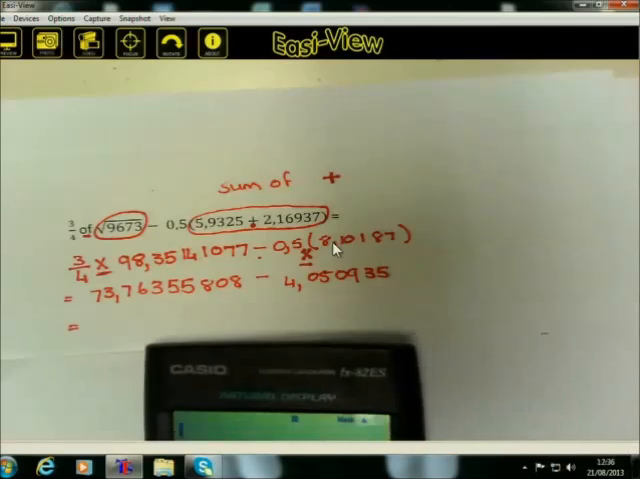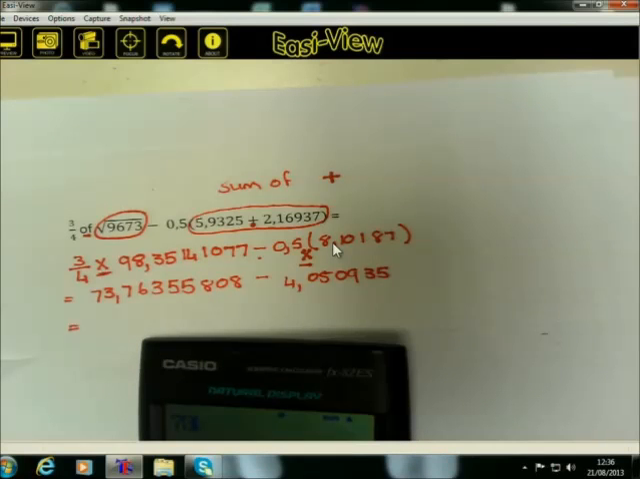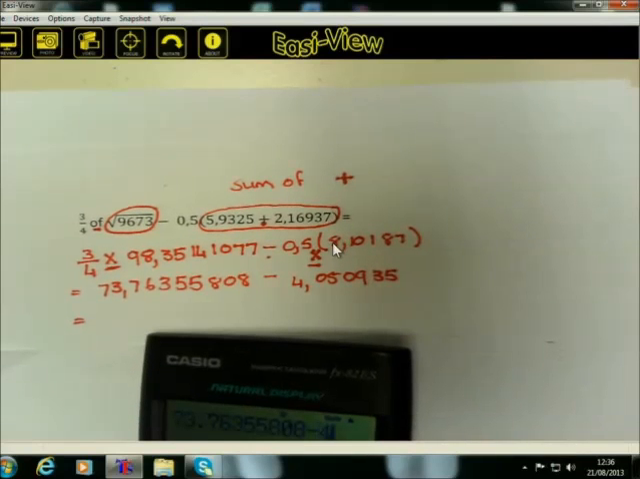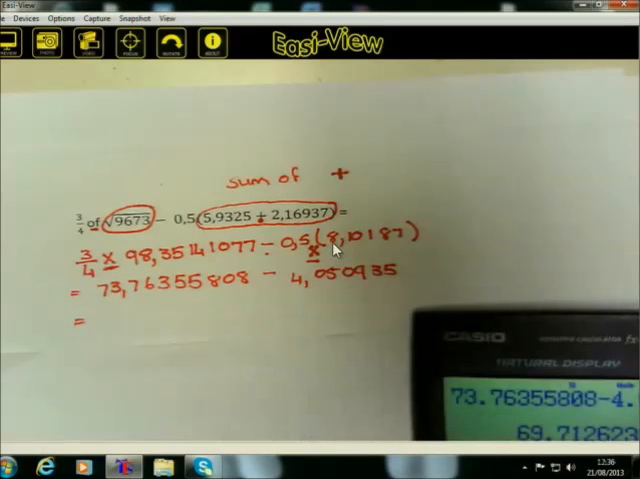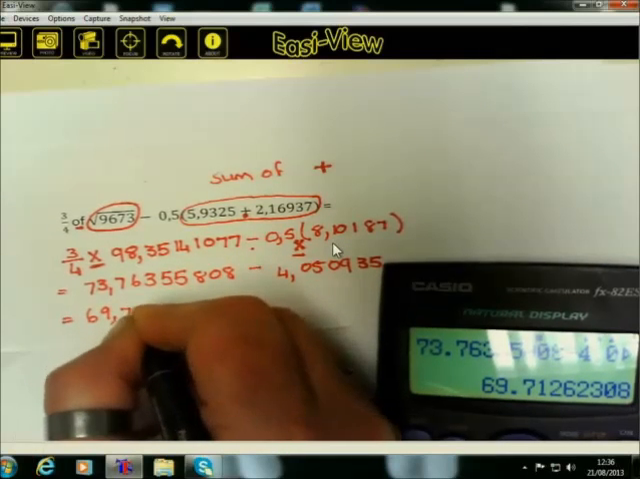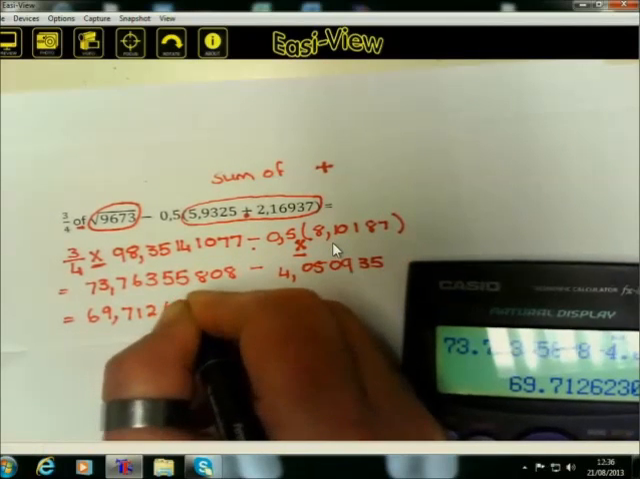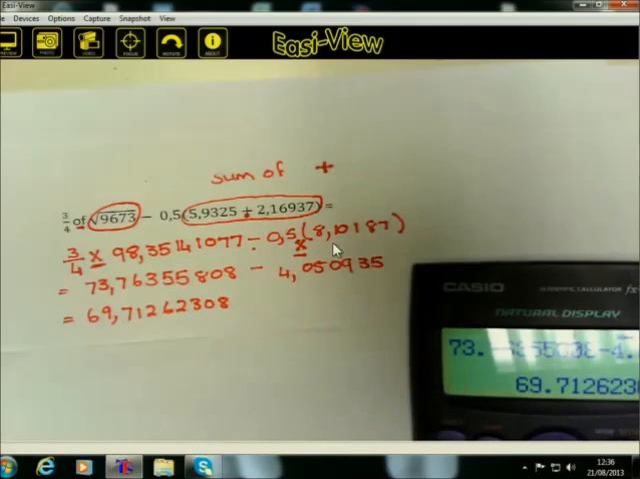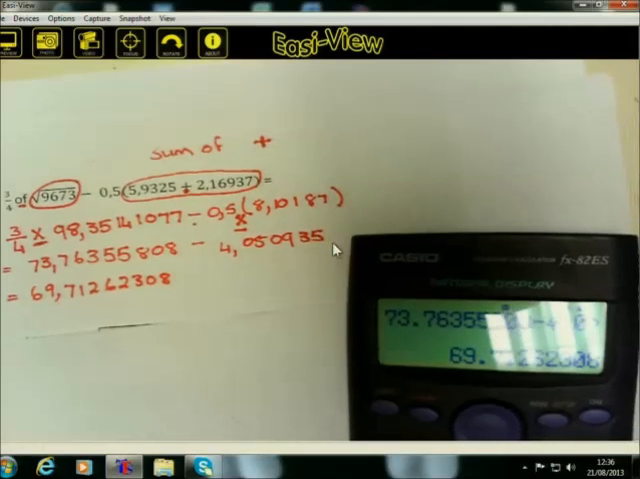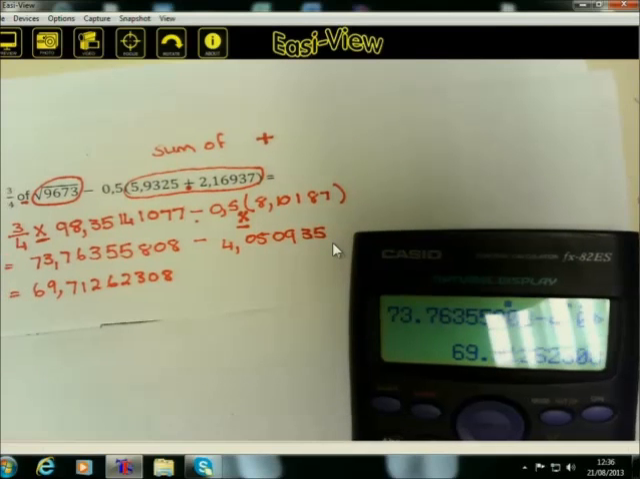Finally, I can now subtract. Let us look at that answer again. I punch in the first number. I subtract the second number, and my answer is 69,712,62308. But remember that the general instruction is always to round off all final answers to 2 decimal numbers.